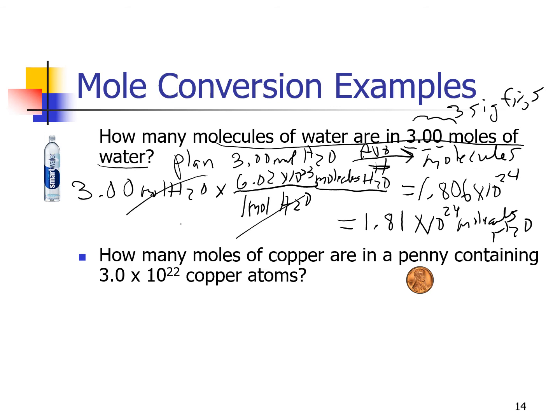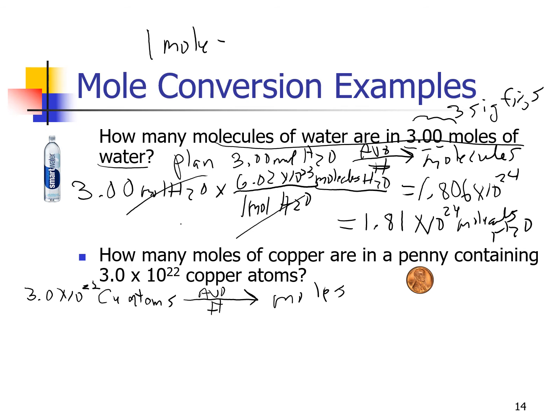So what we're given in this case is 3.0 times 10 to the 22 copper, which is Cu, atoms. That's my given. What I'm trying to find are moles. So whether I'm going from atoms to moles or moles to atoms or molecules, I'm using Avogadro's number as my conversion factor. So again, 1 mole is equal to 6.02 times 10 to the 23rd, and that can be atoms or molecules. So the equality is how we're setting up our conversion factors.